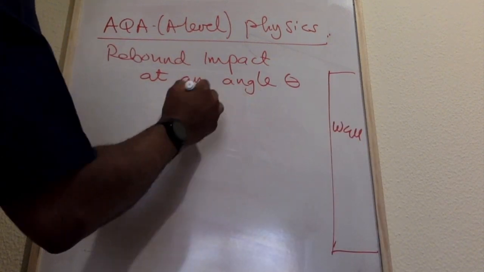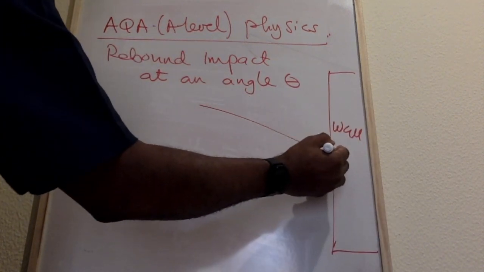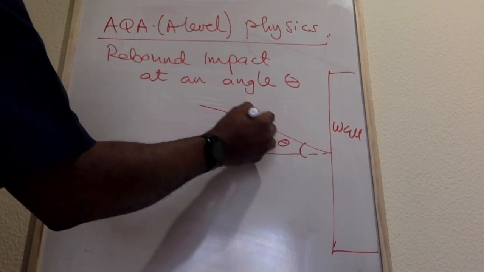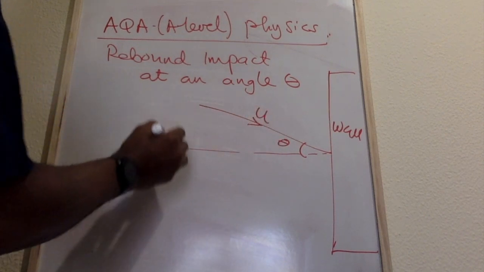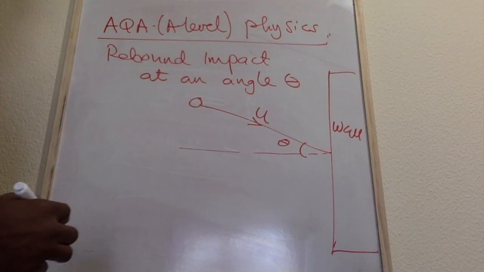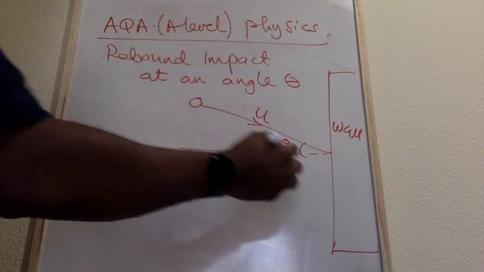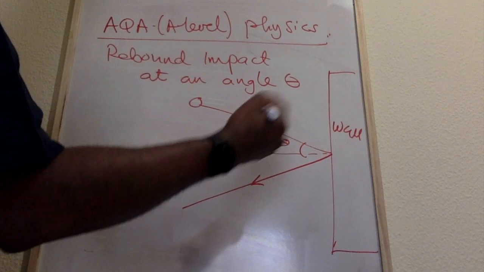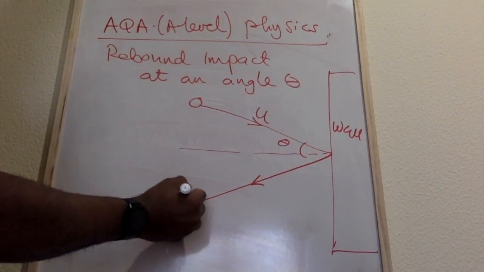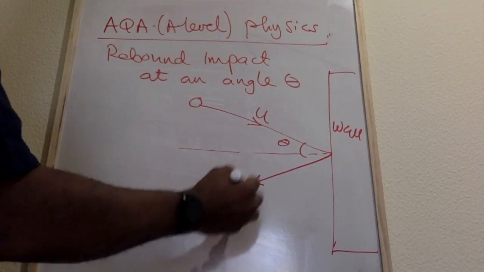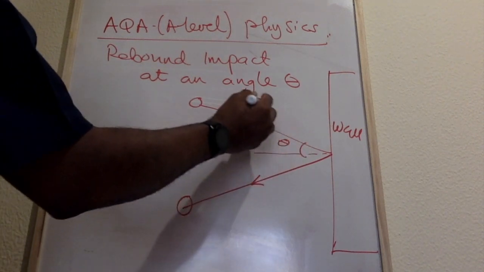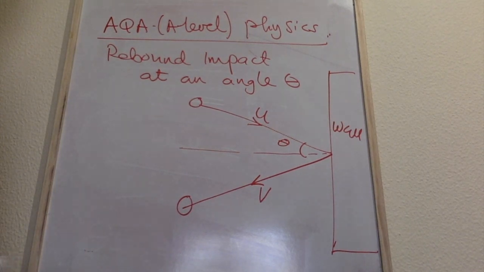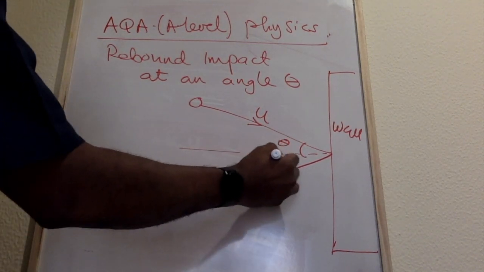at an angle where this is the normal to the wall, that is the angle, that's the initial velocity with which the ball or the object is hitting the wall, and then it bounces back because we assume that that is an elastic impact, which means the initial velocity is the same as the final velocity. Okay, so this angle is the same.